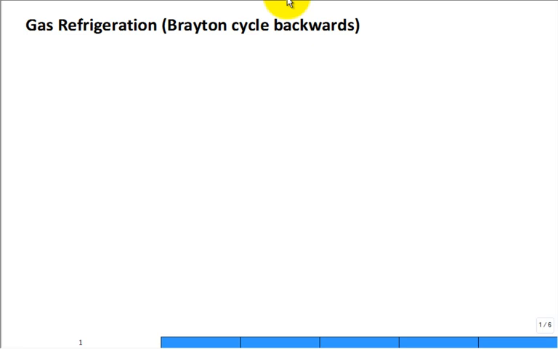All right, we're continuing in our study of refrigeration, and we have another cycle, another method of accomplishing refrigeration. It's gas refrigeration. It's basically a Brayton cycle run backwards.